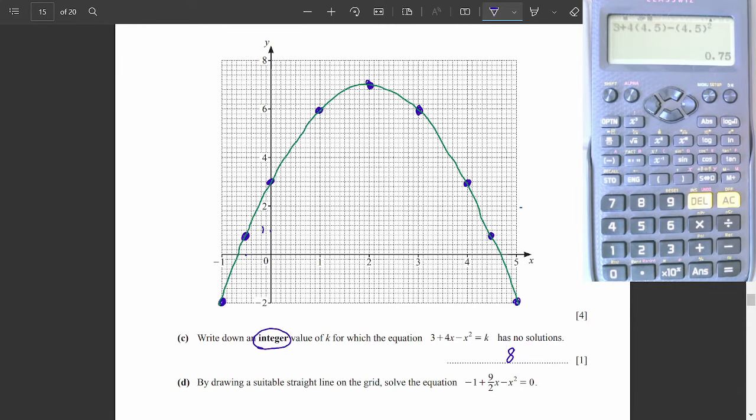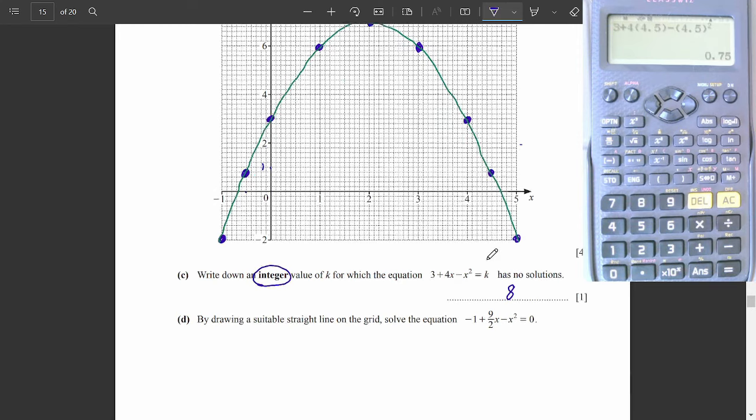Looking at the mark scheme, any integer, any whole number, 8 and above. So you can write 9, 10, 11, 12, 3,456,421. They will all be correct. 8 and higher. Right. Next question.